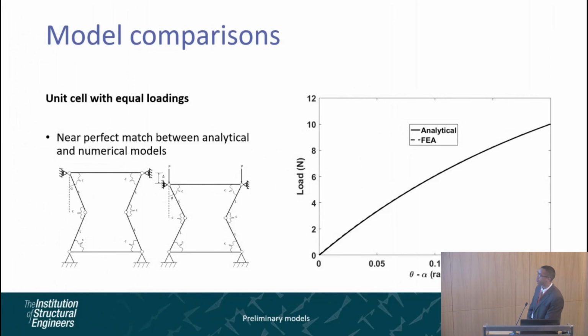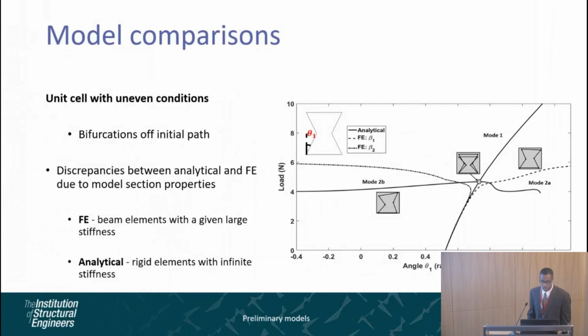So model comparison for an equally loaded unit cell shows a near perfect match between the analytical and the numerical work, as you can see from the load versus rotation plot. When the boundary conditions were altered in order to allow greater degrees of freedom, as expected, we saw some bifurcations of the initial path, or the equilibrium path, from the analytical model.